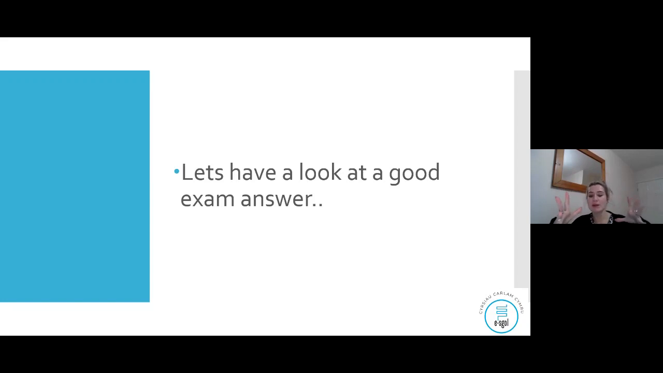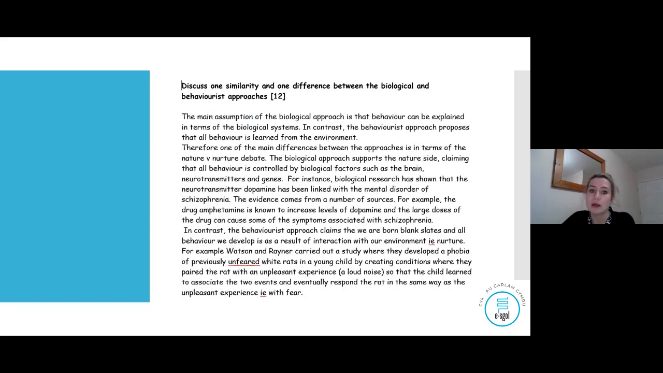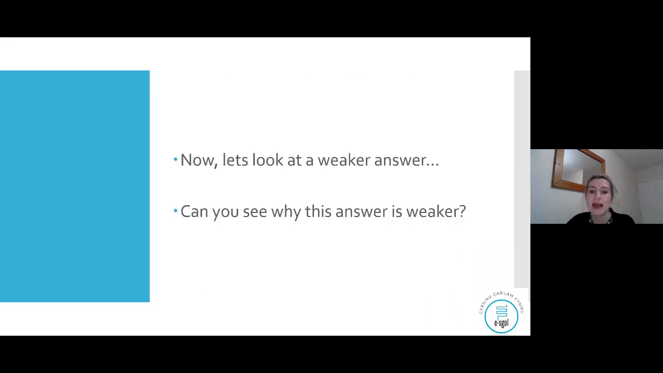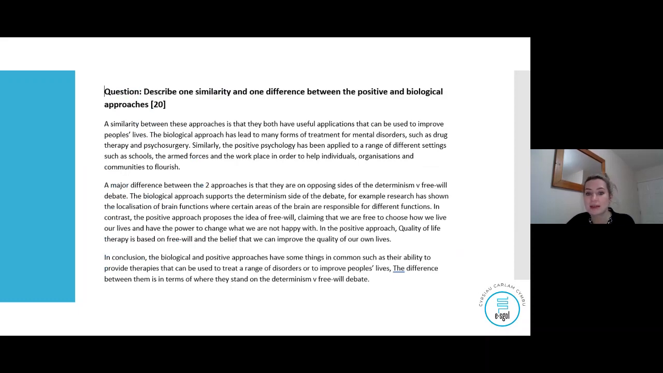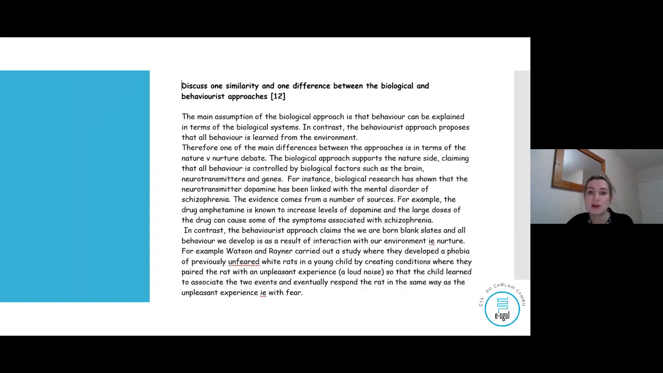Okay, so let's now have a look at a really good exam answer. This again is now the biological and the behaviourist approach. So I'm going to read you this one, which spans over 2 pages, and then I'm going to read you a weaker answer, and hopefully we can start to identify the difference between the two. Where are the marks gained? Okay, can you clearly see one of them is better than the other?